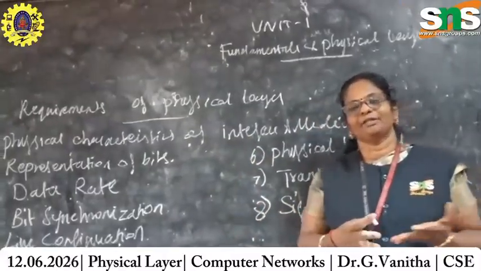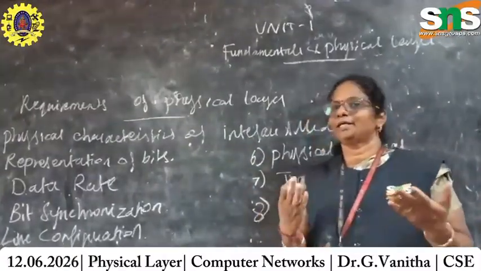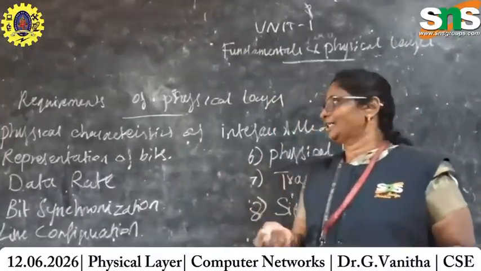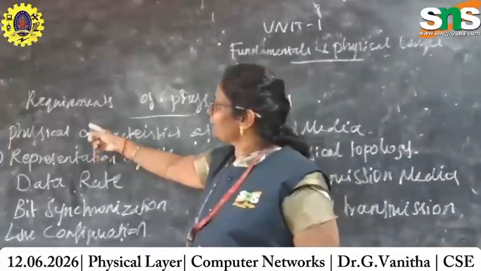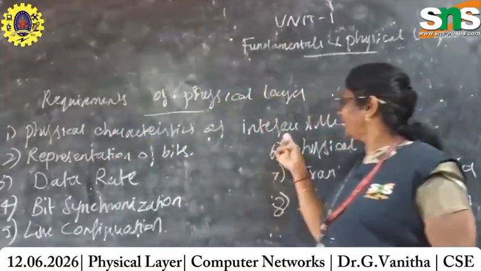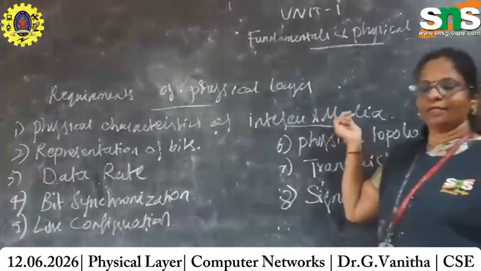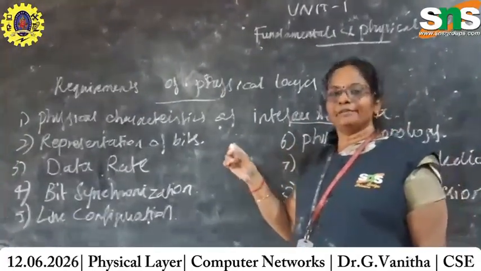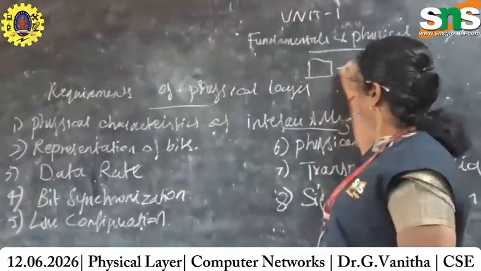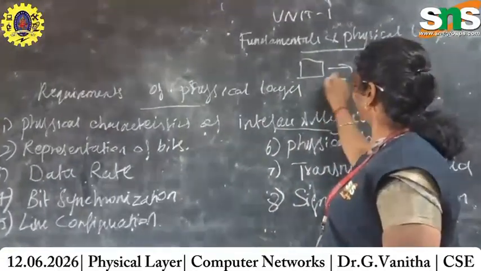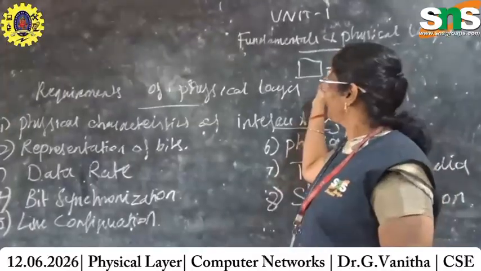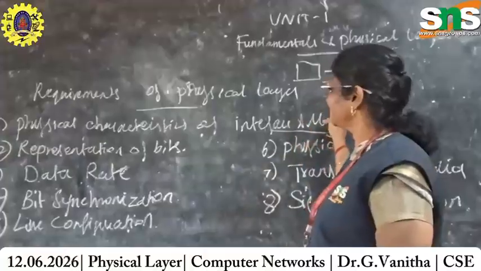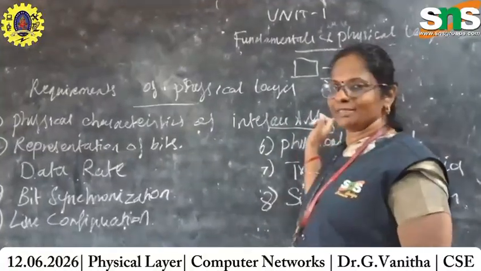In the previous video we saw what a physical layer is and how it is established. After establishing it, let me see what requirements we have to implement in a physical layer. The first one is the physical characteristics of the interface and media. We have to give the media to transfer the data from source to destination. Whenever we transmit data or a signal, we have to give the medium to access the particular signal. So the first requirement is the media.